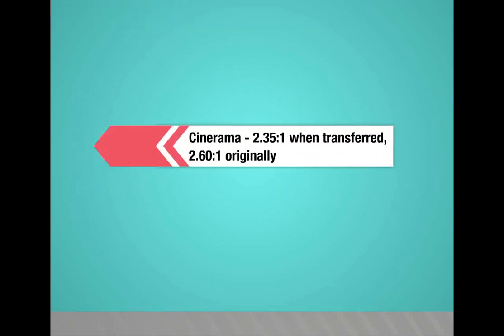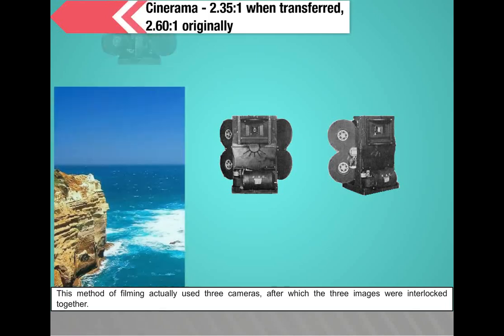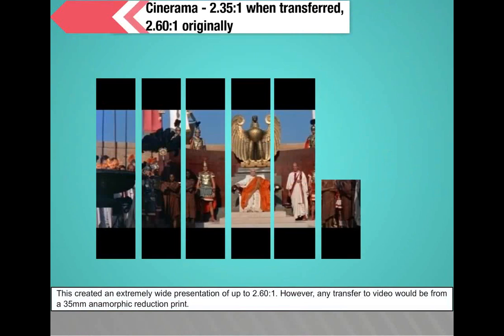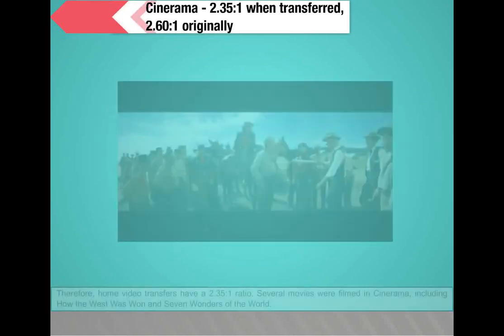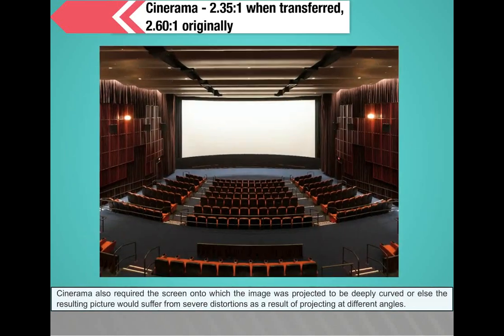Cinerama, 2.35:1 when transferred, 2.60:1 originally. This method of filming actually used 3 cameras, after which the 3 images were interlocked together. This created an extremely wide presentation of up to 2.60:1. However, any transfer to video would be from a 35 mm anamorphic reduction print. Therefore, home video transfers have a 2.35:1 ratio. Several movies were filmed in Cinerama, including How the West Was Won and Seven Wonders of the World.